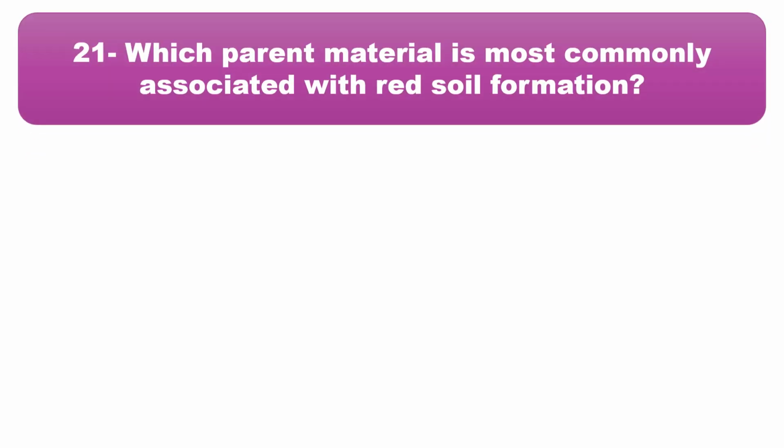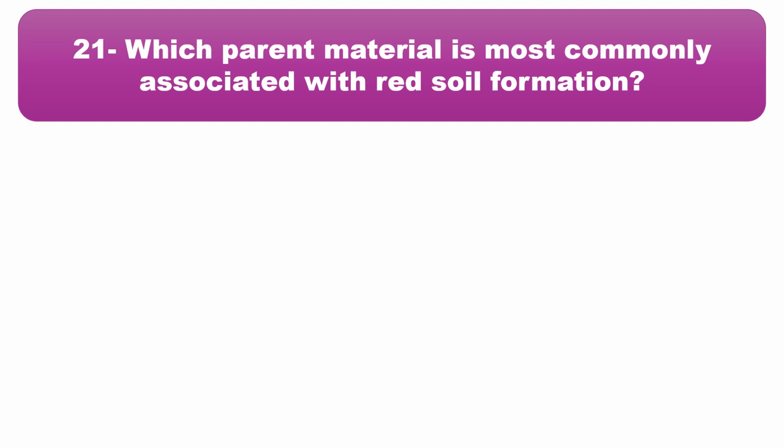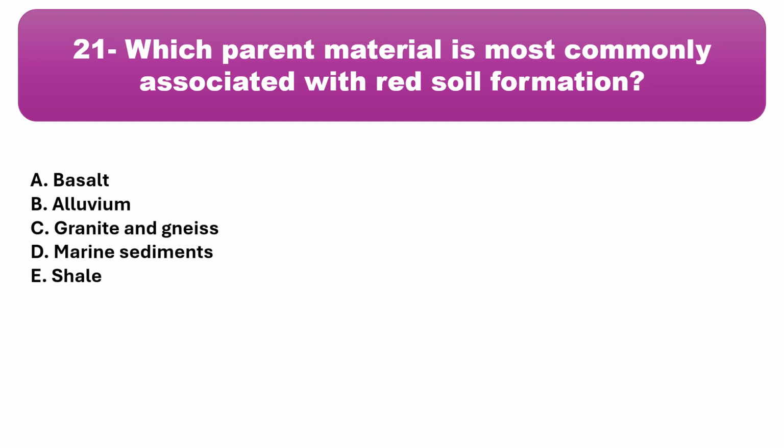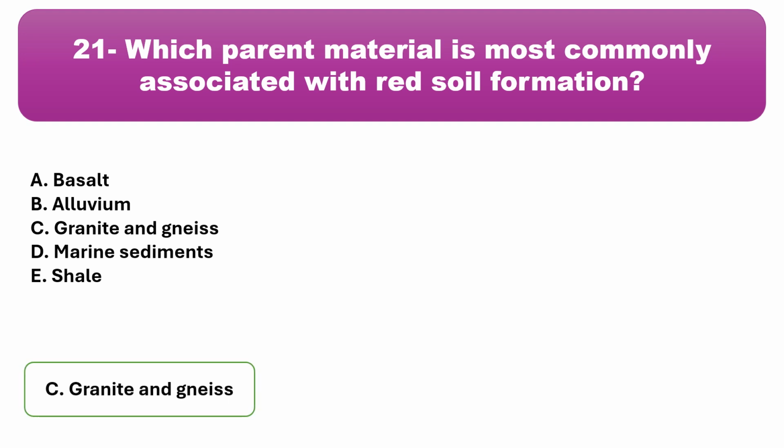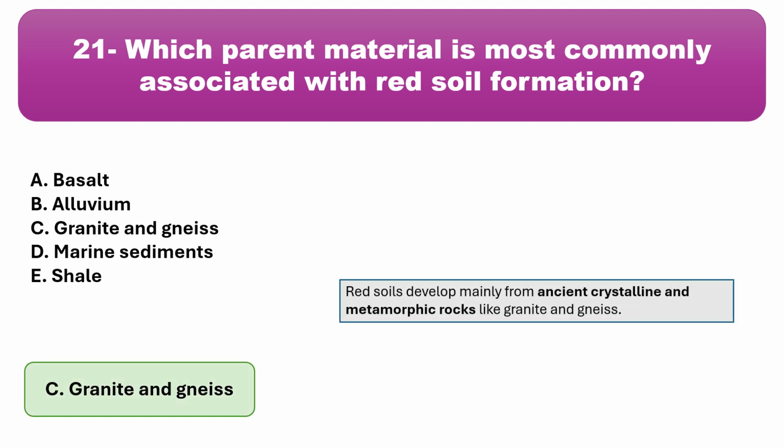Next question. Which parent material is most commonly associated with red soil formation? The correct answer here is granite and gneiss. Red soils mainly develop from the ancient crystalline and metamorphic rocks like granite and gneiss.